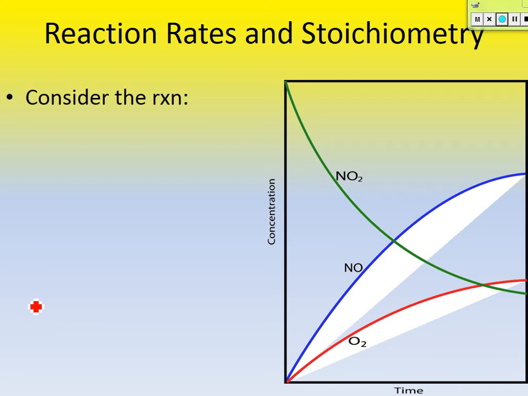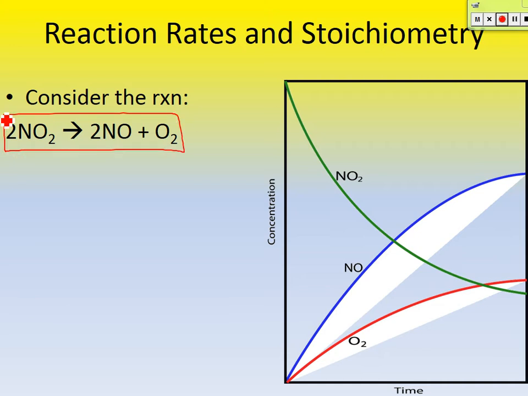So here we go. Consider this reaction. I think we introduced it last time. But if we look at this chemical reaction, we've got 2 moles of nitrogen dioxide decomposing to form 2 moles of nitrogen monoxide plus 1 mole of oxygen. Now, if you look at the graph over here, we have run this reaction and we graphed concentration on the y-axis and the time on the x-axis. So before we do anything, why is the green line going down?